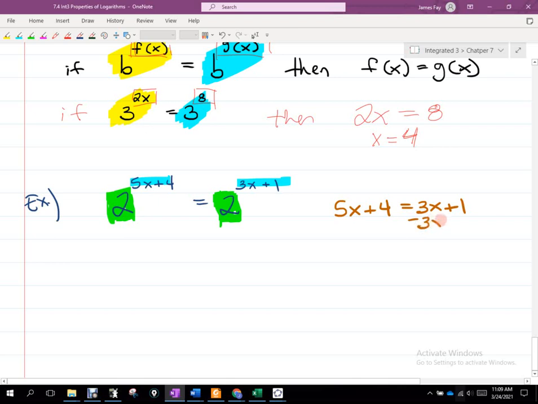Subtract 3x from both sides. Then subtract 4 from both sides. Then x will be negative 3/2, right?